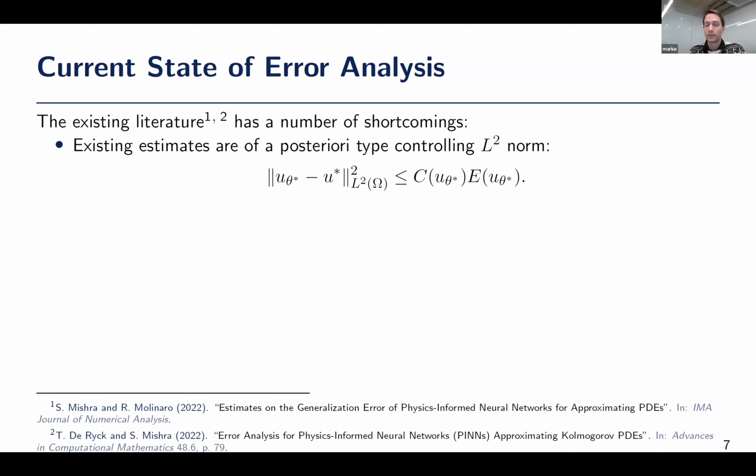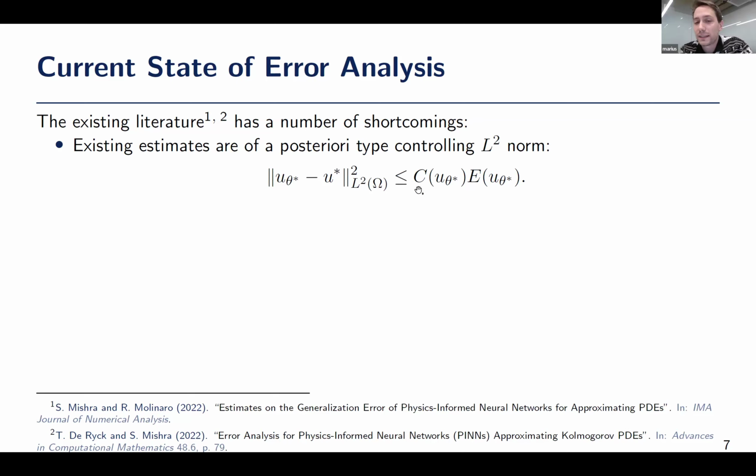And then I want to comment on what has been done in this direction, because there are several results on the error analysis. And the results that are out there in the literature, I've listed two of the most cited works here. They are typically of an a posteriori type, controlling the L2 norm. So this is the error. This is what we care about. The results in the literature control this term here.